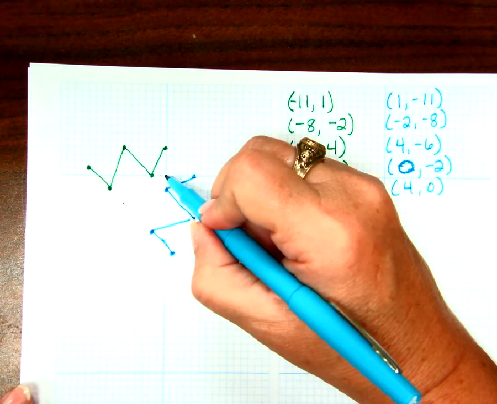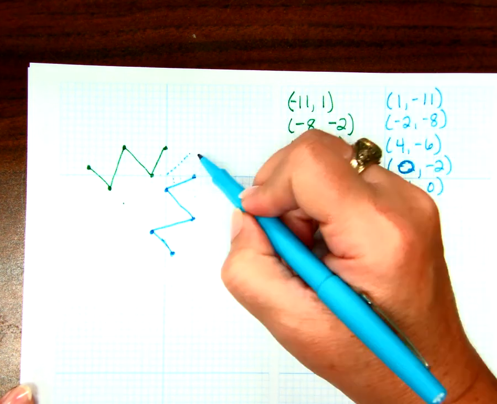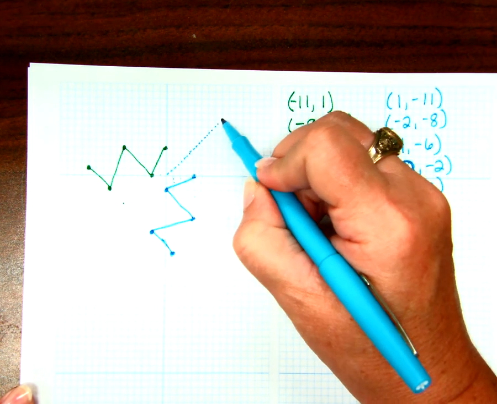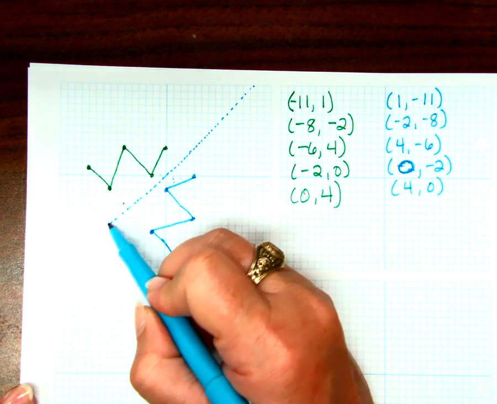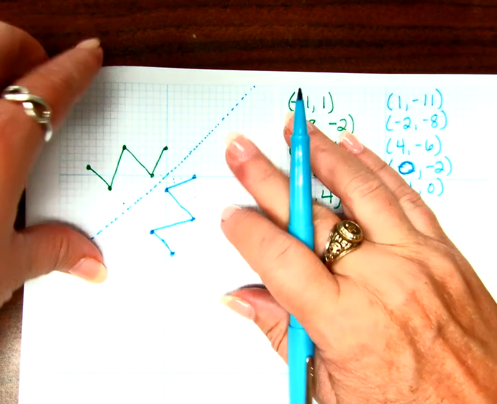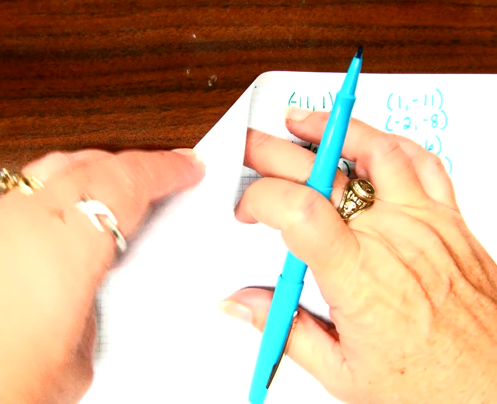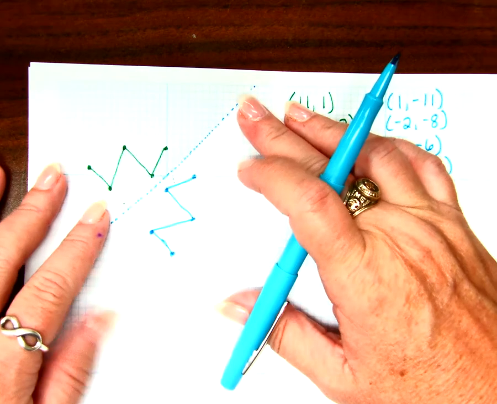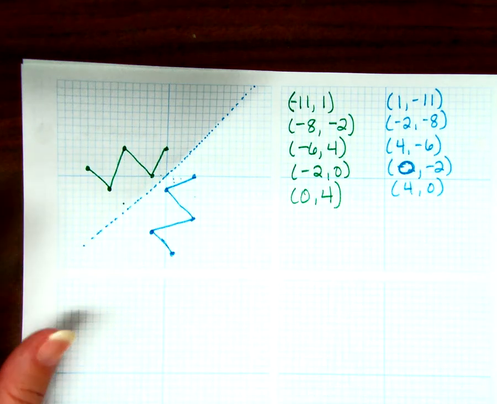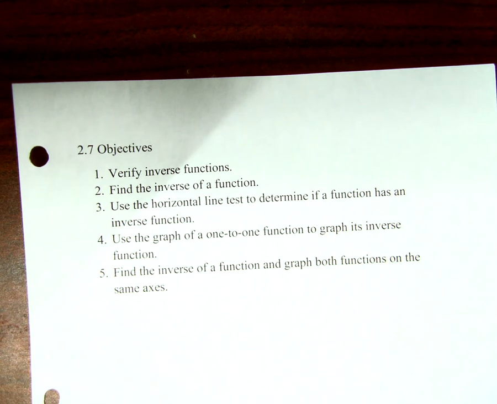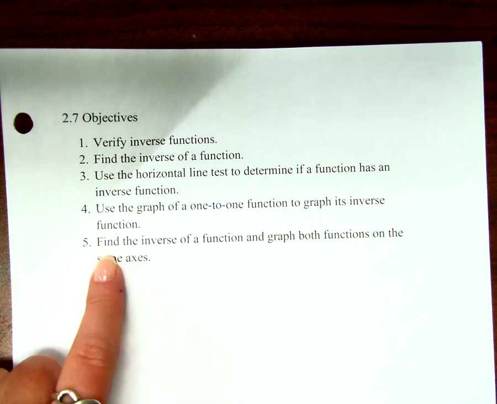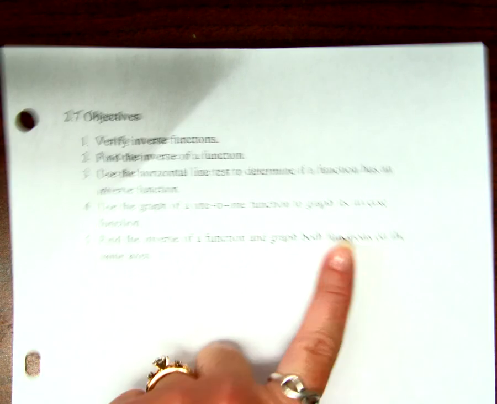If I fold this paper along the line y equals x, look what happens to these two pictures. They're right on top of each other, aren't they? So that's using, where's my objectives? Oh, it's right here. It's using your graph of a one-to-one function to find its inverse. Find the inverse of a function and graph both functions on the same axis.